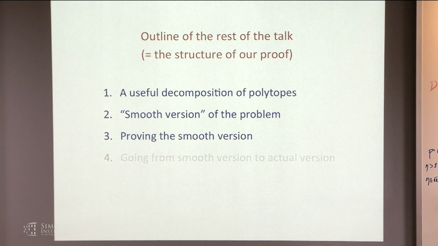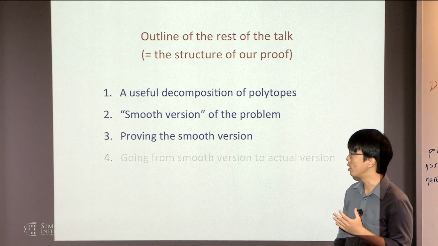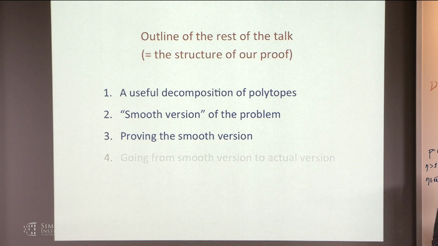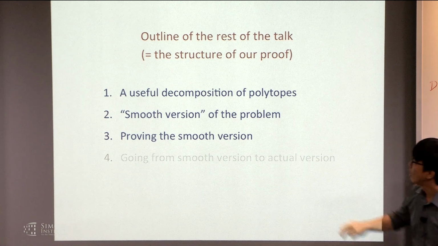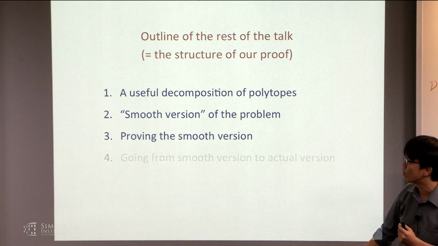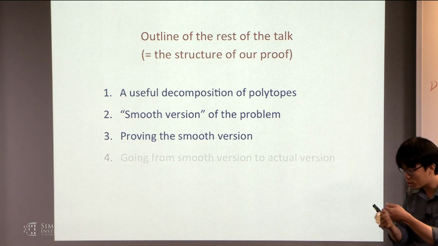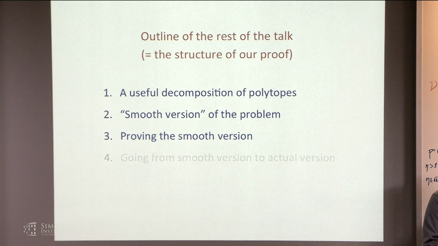Okay, so this is the structure for the rest of the talk, and it's also the outline of our proof. First, I'll start with a useful decomposition for polytopes, relating general polytopes with this notion of regularity that I alluded to. Given this decomposition, I'd like to talk about a smooth version of the problem. For that, I have to explain why the current version is not smooth. And I'll tell you about the smooth version of this problem. I'll talk about proving the smooth version, which is really the main part. And what I may or may not have time to go into, which involves the Littlewood-Offord anticoncentration inequality, is how to go from this smooth proxy of the problem back to the actual problem.